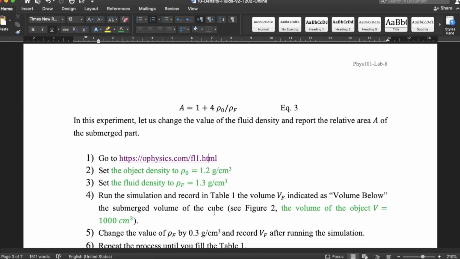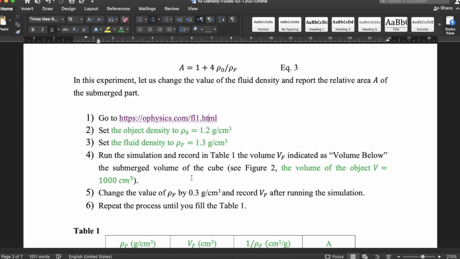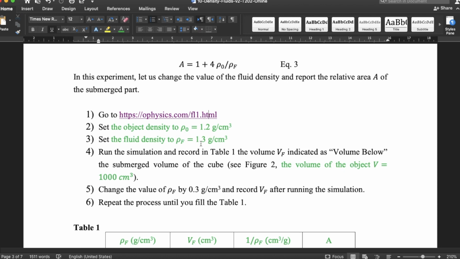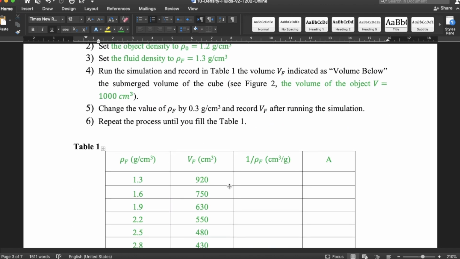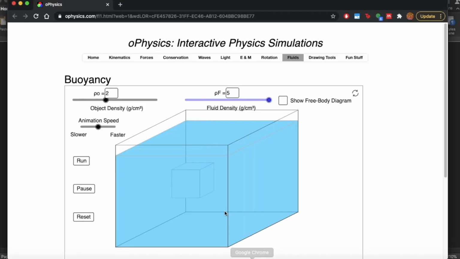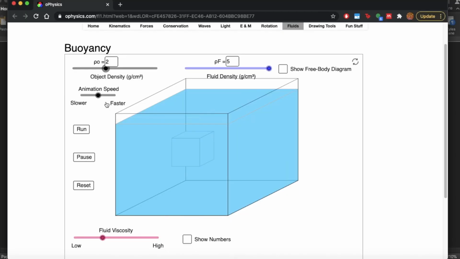And let's note the data that we have. My data says that the object density should be 1.2 and the fluid density should be 1.3. And again, we have to fill in a table. So in the simulation, we can control the density of the object using this cursor, and also we can control the density of the fluid. So my data says that the density of the object should be 1.2 and of the fluid to be 1.3. Then click run. Of course, you can increase the speed of the animation.